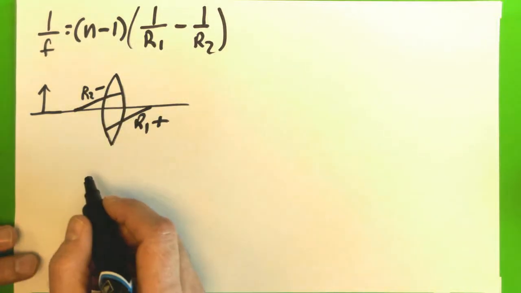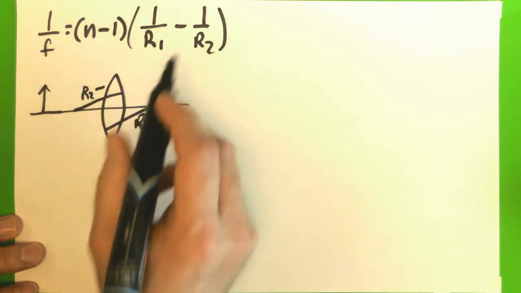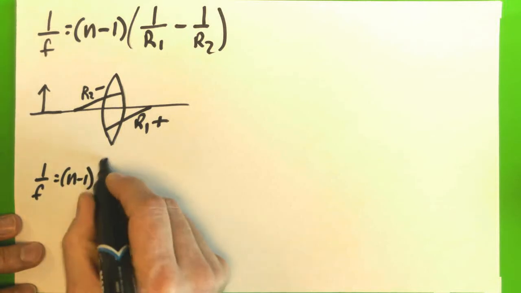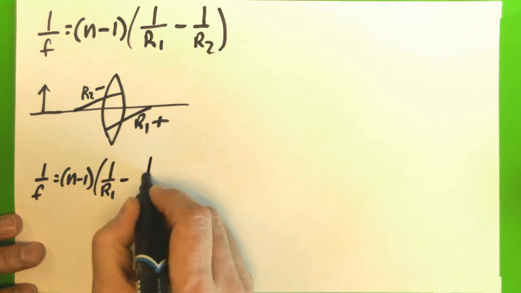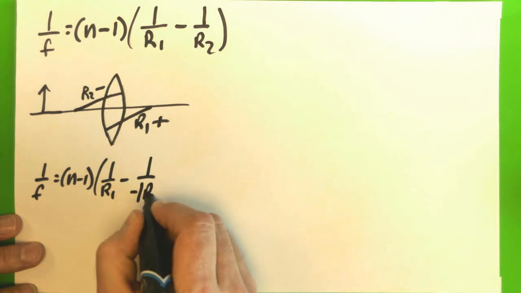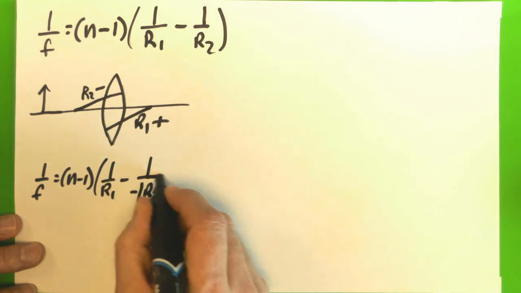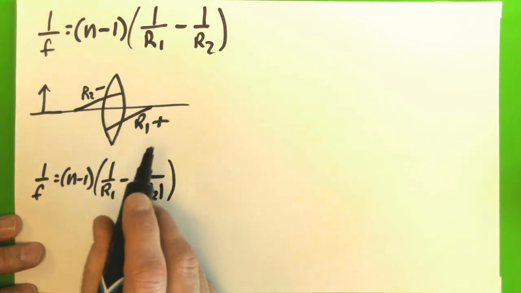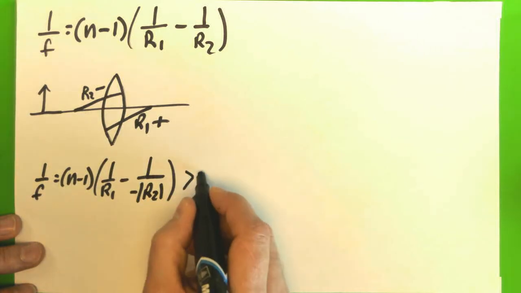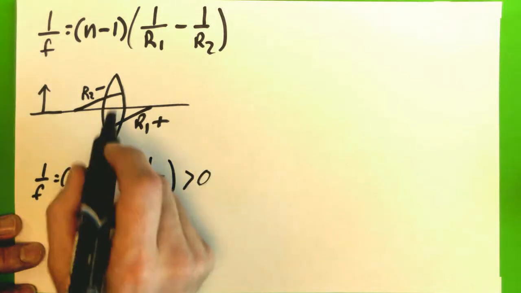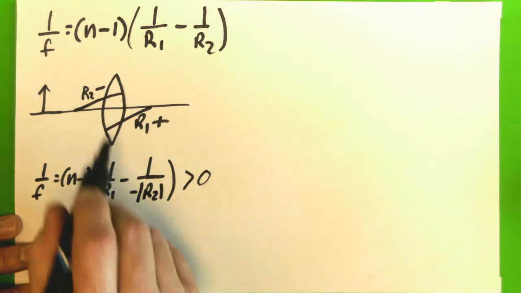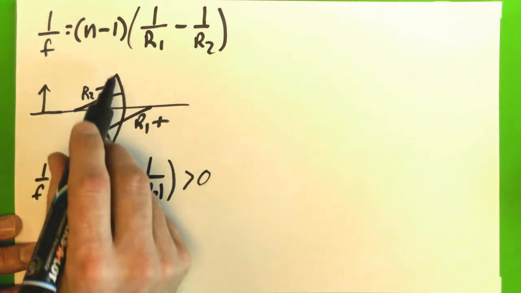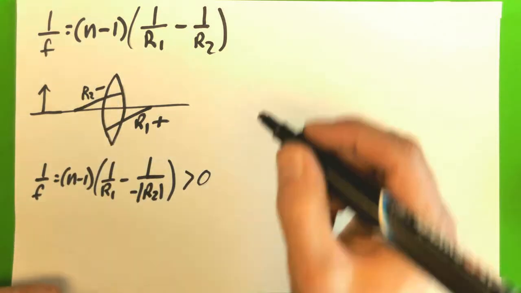Now, no matter what their size is, I plug that in here, I get 1 over F equals n minus 1, 1 over R1 minus 1 over a negative R2, and those minus signs cancel, and I get a positive number plus a positive number. This will always be positive. So for a biconvex lens, it verifies that I knew it should be positive because it's thicker in the middle than at the edges. Okay, let's do a different example.